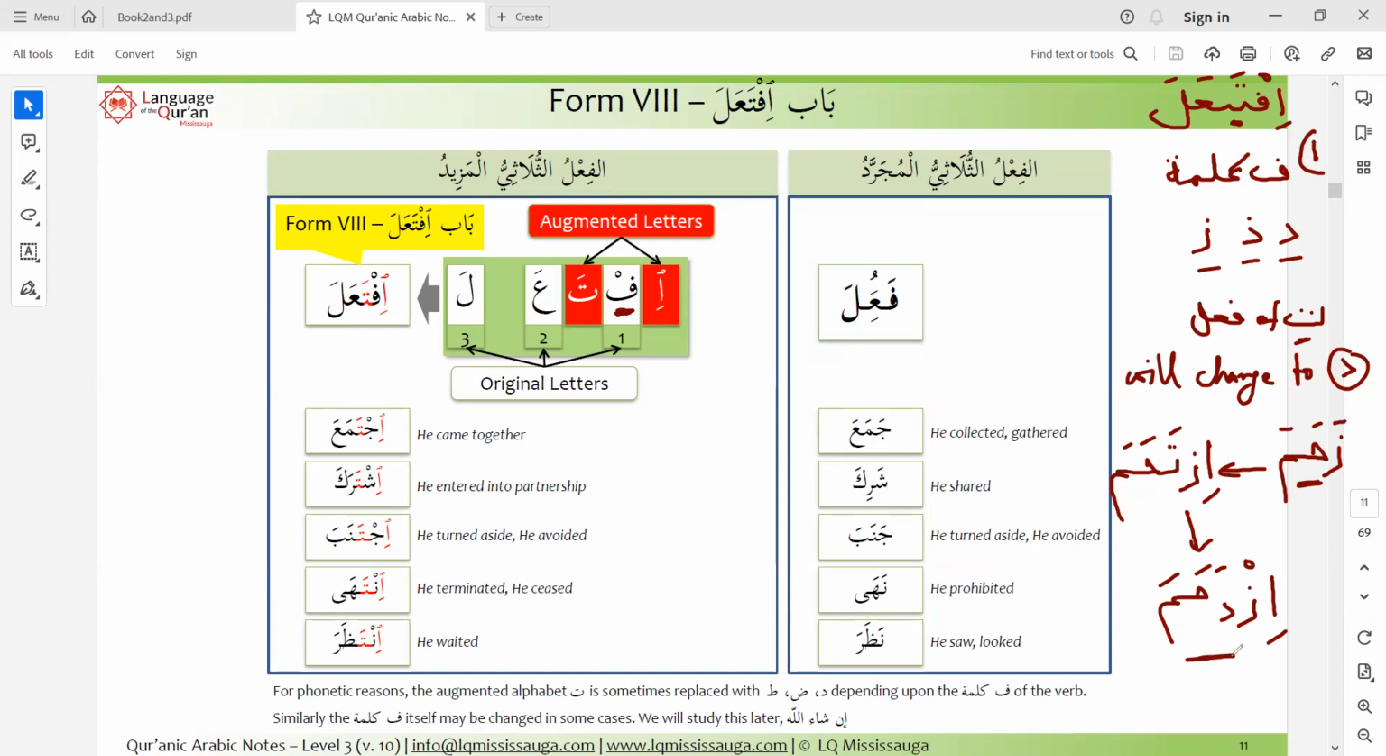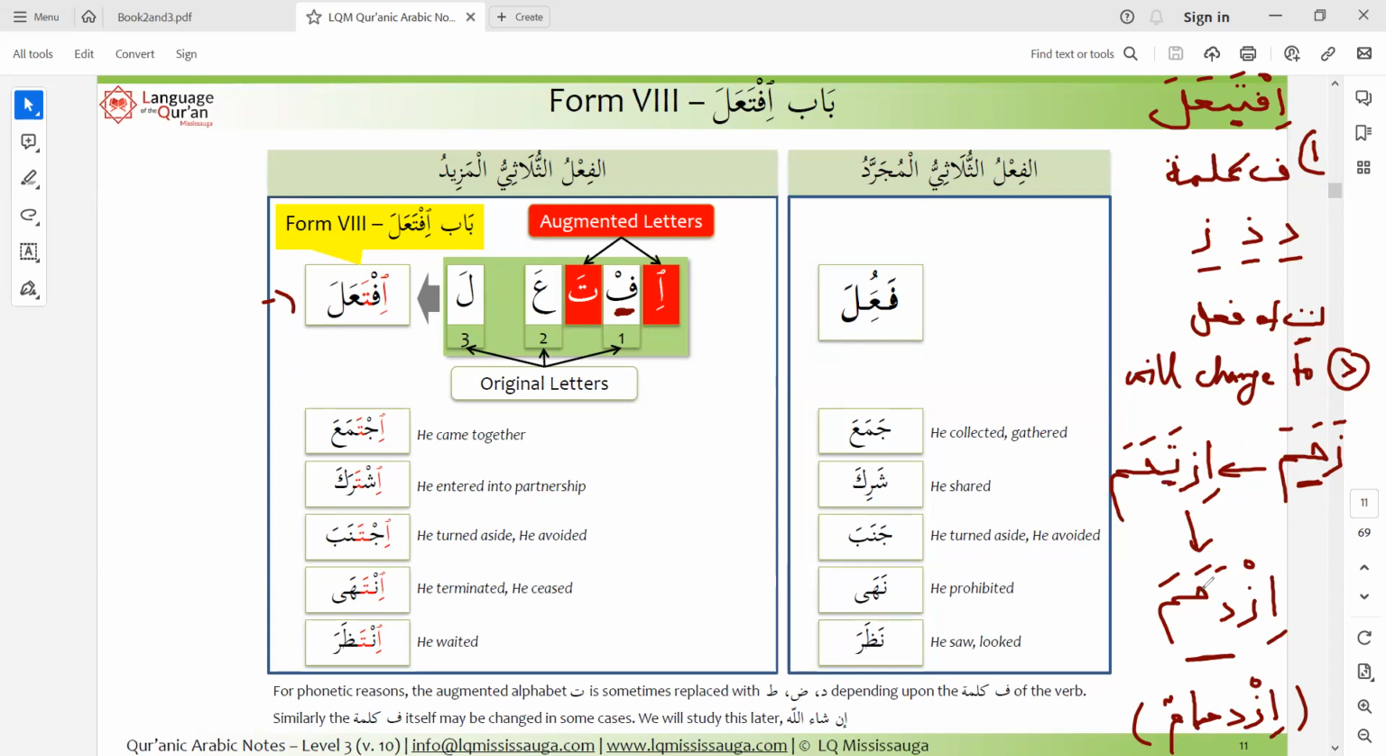Okay. And then from izdahama, yazdahimu, izdahim, muzdahim, muzdaham, and izdihamun is the masdar. Izdiham is the crowded. Izdihamun. Okay, izdiham. So originally it was zahama. When we put it in this form, it becomes izdahama. But since fa kalima is dal or zai, then this ta will change to dal.